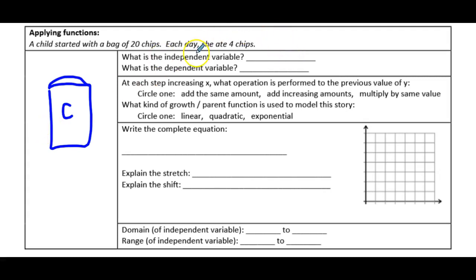But the independent variable in here, we have to identify what our variables are. So we've got chips. They're accumulating inside the bag. There's 20 of them, and then every day something's happening to them. So we start with chips, and that's what we accumulate, and it happens over time. And time is almost always our independent variable. So our days is going to be our independent, and then the dependent variable is going to be chips. So we got our chips there.